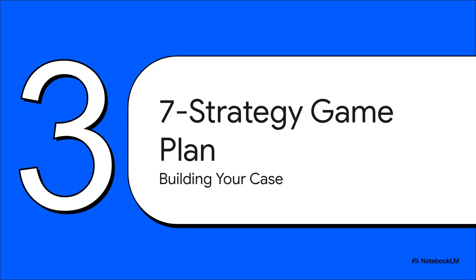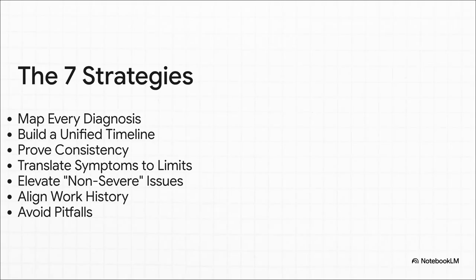So this is where the rubber meets the road. Let's get into the practical steps, your game plan for building that winning case. These are field-tested strategies, all designed to present that whole person picture in a way that's organized and, frankly, persuasive. Here are the 7 key strategies from the source material. We're going to hit the most critical ones, but let's just quickly run through the full game plan. You've got mapping your diagnosis, building a timeline, proving consistency, translating your symptoms into actual limits, elevating those non-severe issues, aligning your work history, and of course, avoiding the common pitfalls.